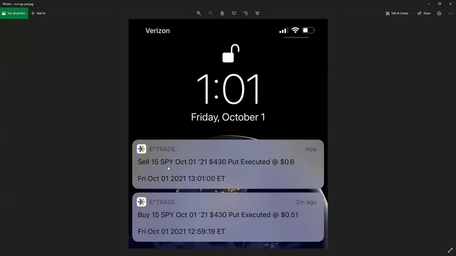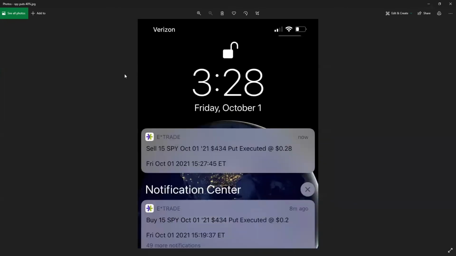So let's say, what do we get there? 15 contracts. So 15 times $51, that was a $765 trade. So we took $765 and turned that into $900 in that one trade there. So you see, you're just making a couple of those trades a day and you could grow that account really nicely.